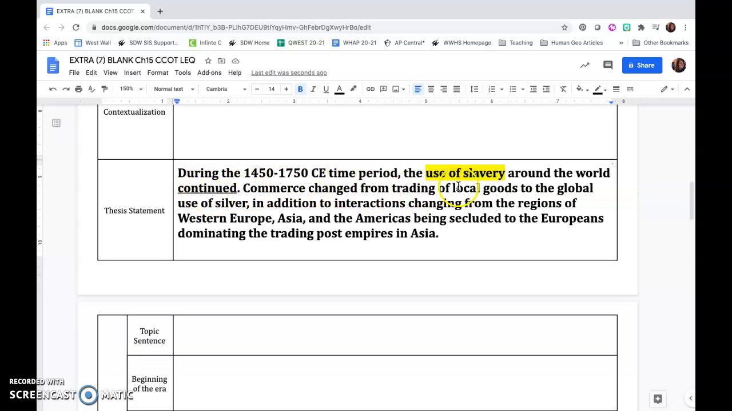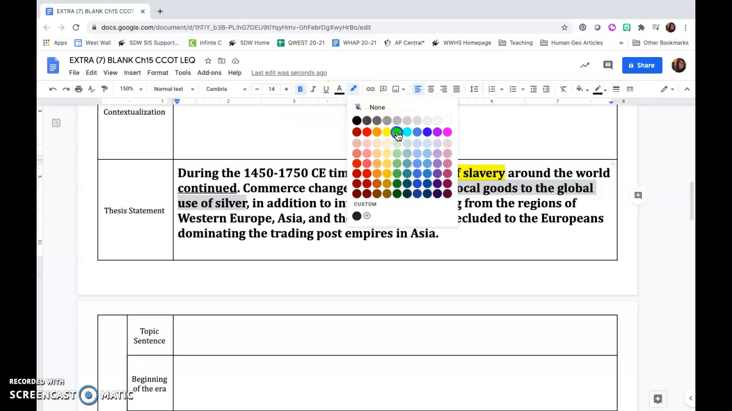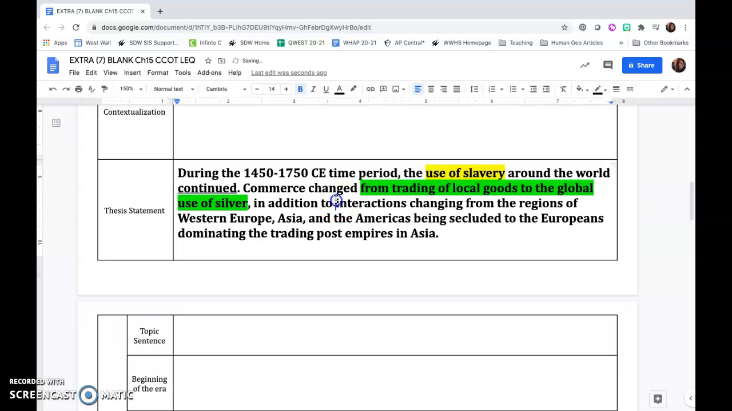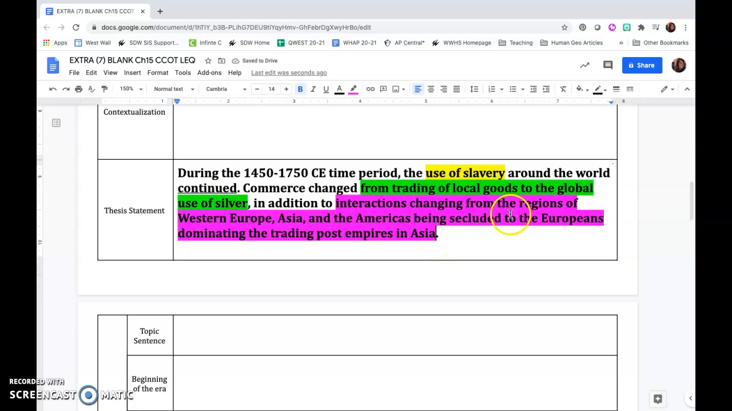It then says, "Commerce changed from trading of local goods to the global use of silver." Here's another claim. So again, from trading local goods to the use of silver. In addition to interactions changing, and here is my last claim in my thesis statement, interaction changing from regions to trading post empires. Again, I use that word "change" to tip off my reader that I will, after my continuity, be talking about two things that have changed.